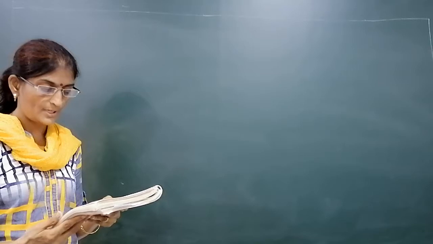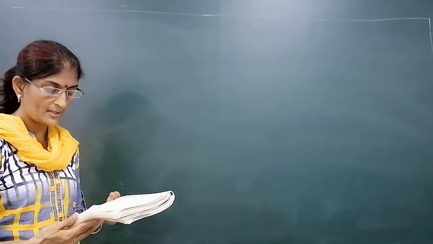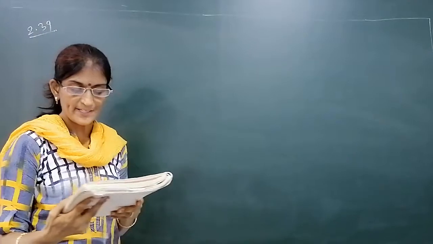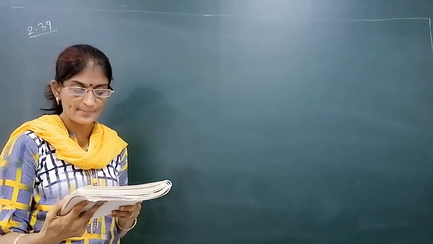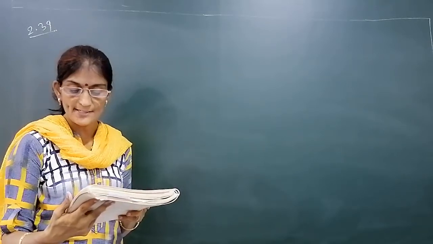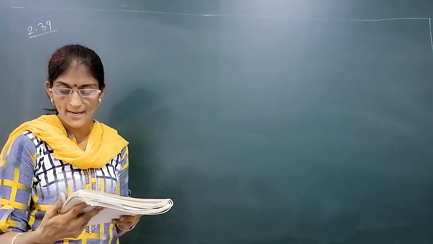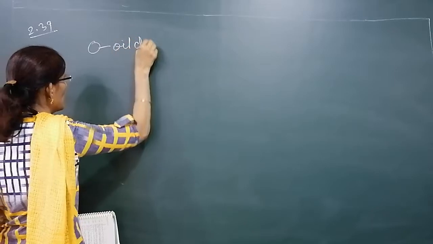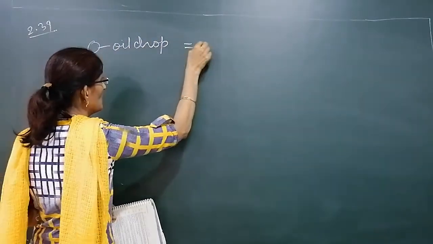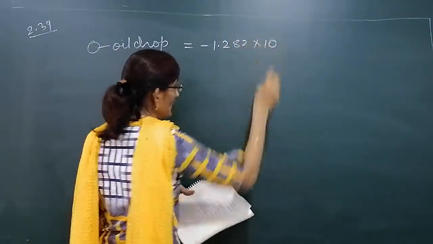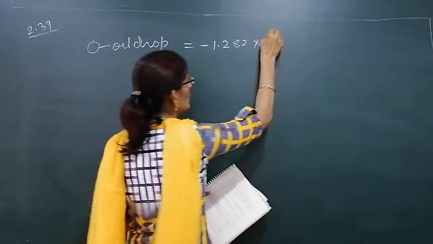Now next question. 35, 36 and 37 we had done. 38 also we had done. Now 39, 2.39. In Millikan's experiment, static electric charge on an oil drop has been obtained by shining X-rays. Static electric charge on the oil drop is 1.282 × 10^-18 coulomb. This is the oil drop, and total charge on this oil drop is minus 1.282 × 10^-18 coulomb.